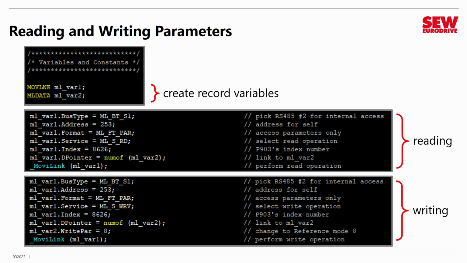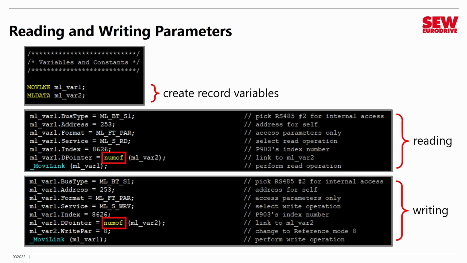Okay, pretty straightforward. Lots of lines, but not that hard. And don't forget, when you're linking the two record variables together, you've got to use that numOf function. That passes the information that IPOS needs to connect the one to the other.